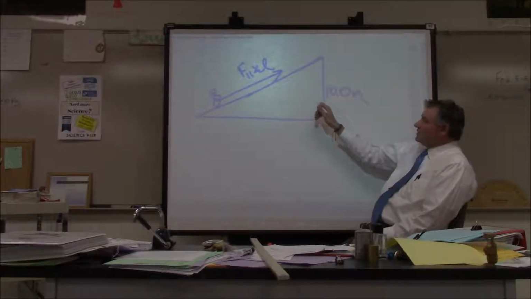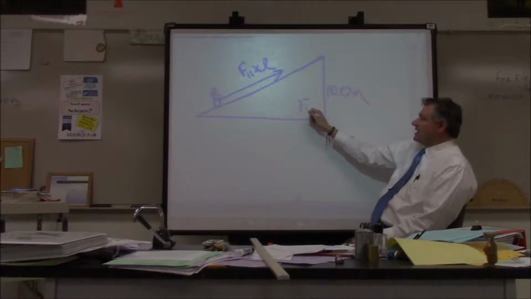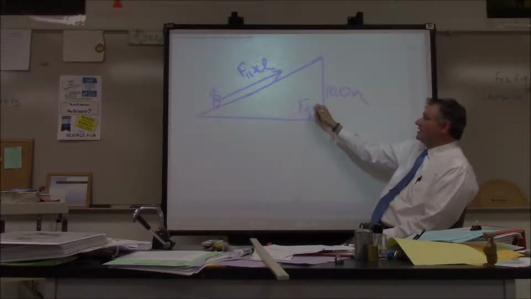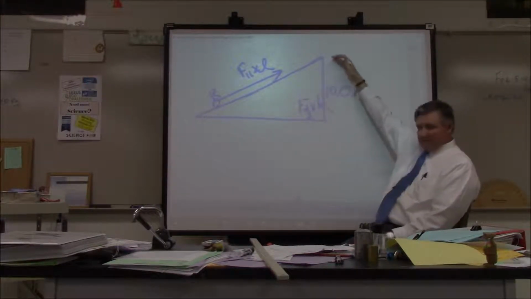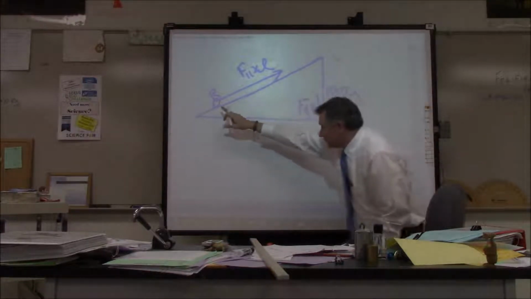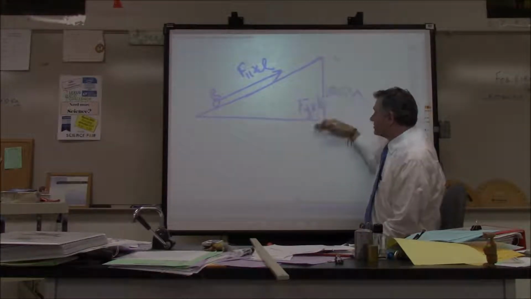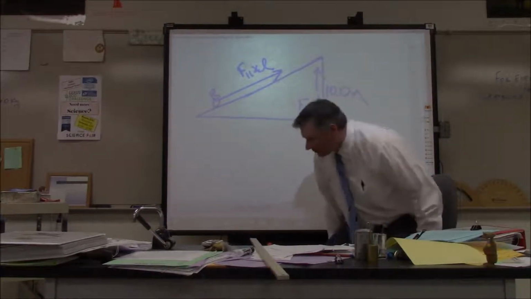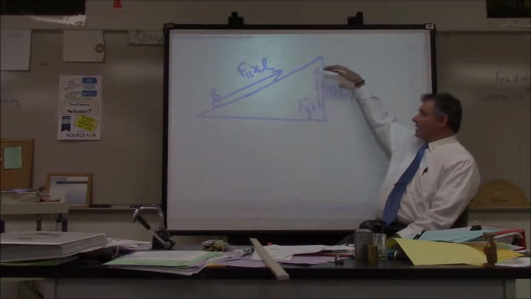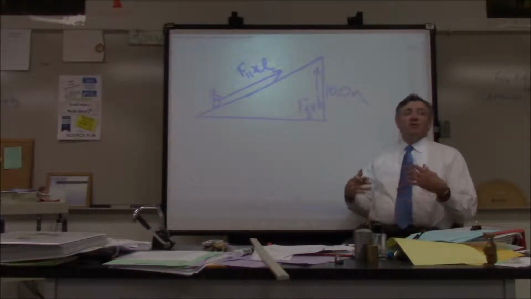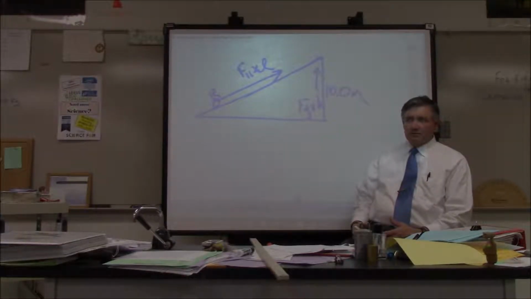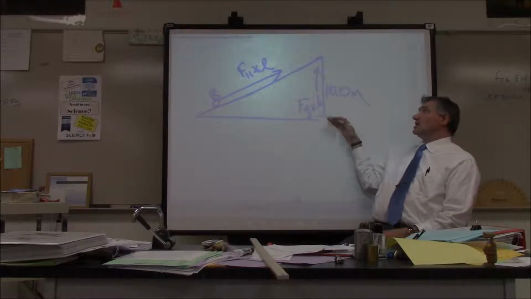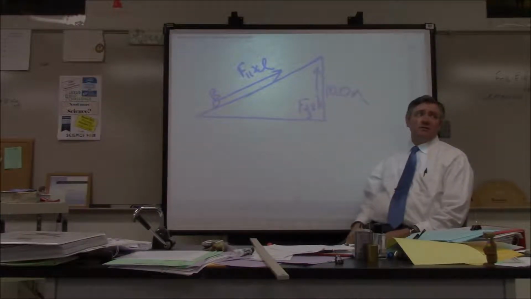So the other thing that you can do is multiply the gravitational force that you have times however high this thing gets lifted. So it's either force parallel times the length, or it's the weight times the height. Now, here's the deal. When I multiply that weight by however high it gets lifted, what am I finding? Work, which is going to change what type of energy?